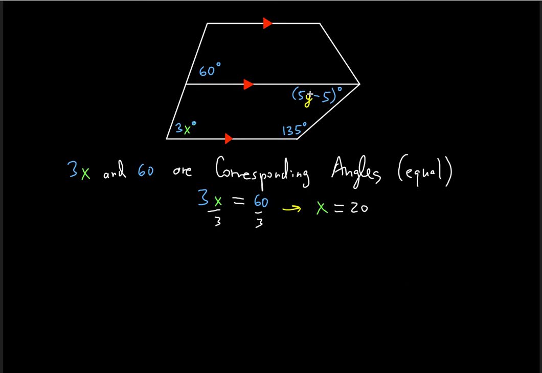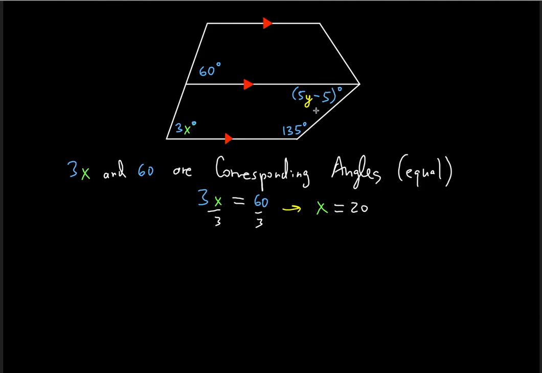Now, how do you solve for y here? Notice we're going to use another set of angles that relate through the fact that there are two parallel lines. But this time, these are not corresponding angles. 135 and 5y minus 5 are not corresponding. They're rather consecutive interior angles. They're inside, that's why they're interior, and they're consecutive because they're following one another.